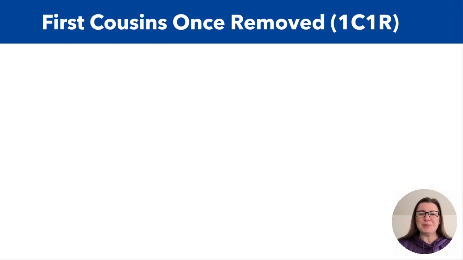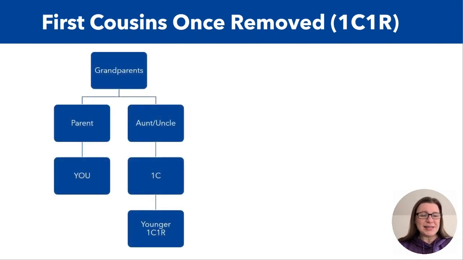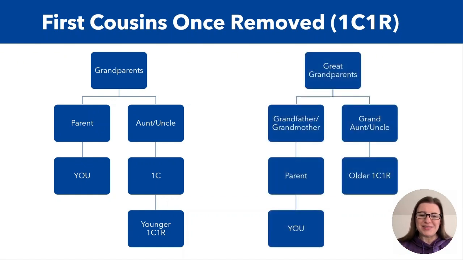There are 2 types of first cousins once removed, those who are of a younger generation than you and those who are of an older generation than you. Here we have a diagram, and this is you and your first cousin. Now, your first cousin's children are your first cousins once removed. Those are the younger first cousins once removed. We also have this situation. Your parents' first cousins are your older first cousins once removed. And that removed just means it's a generation different.